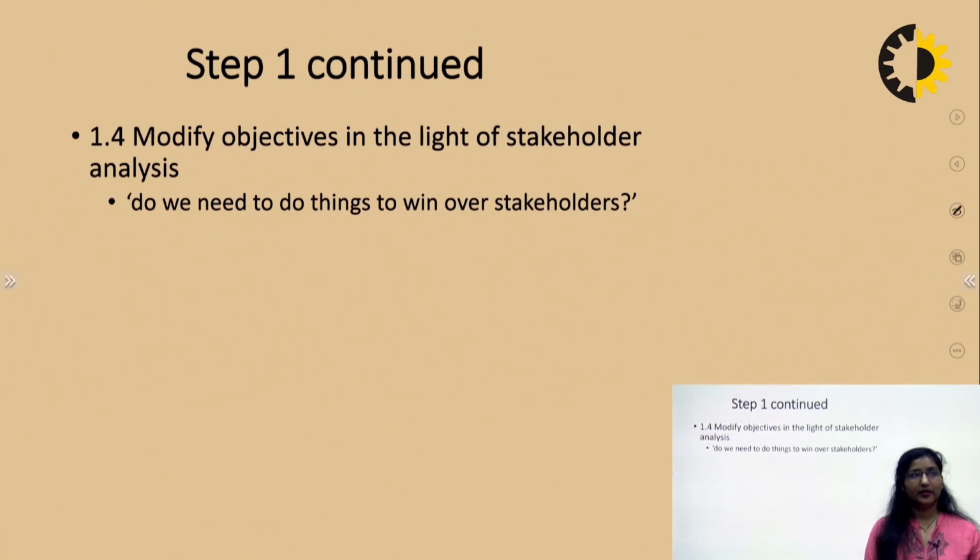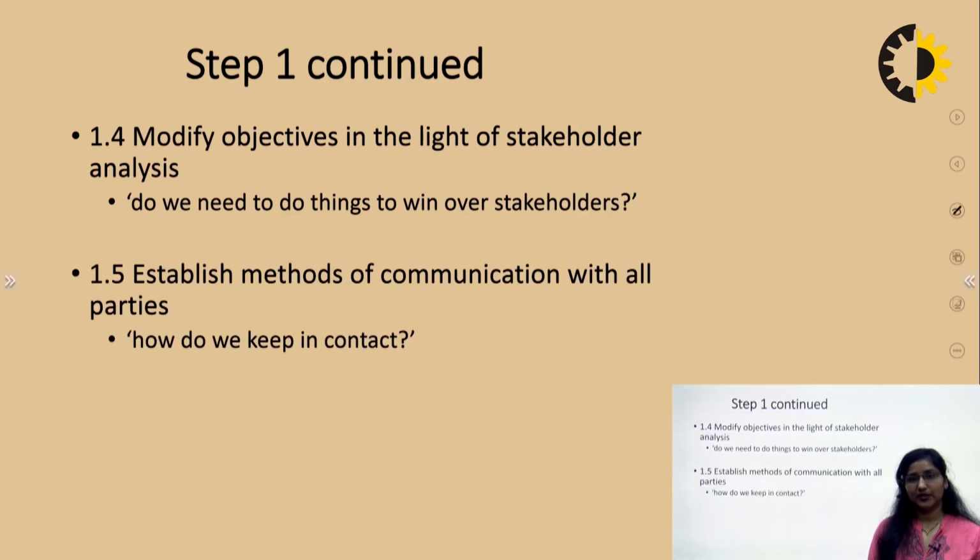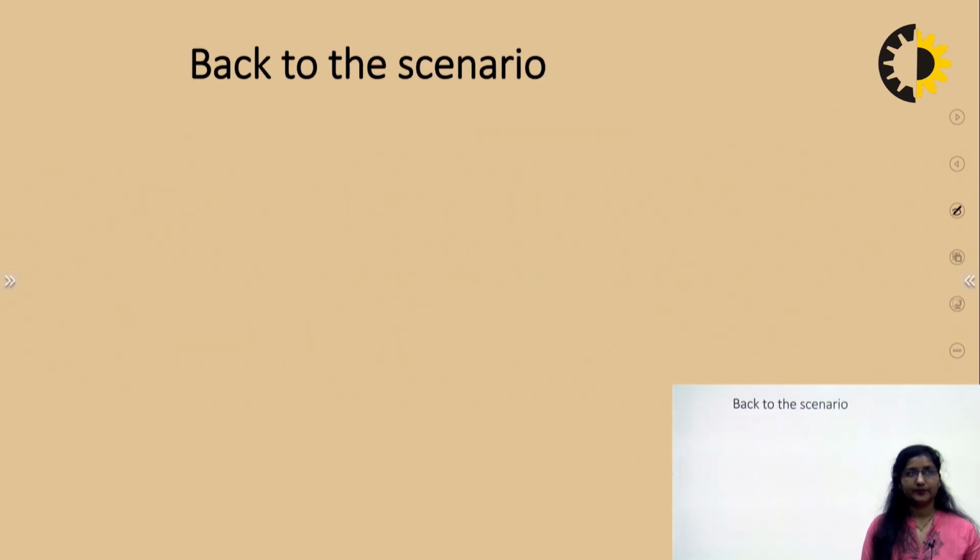After that, we will modify the objectives in the light of the stakeholder analysis. So, do we need to do things to win over the stakeholders? What are the things we need to do? What are the requirements that we need to change? We have to identify those. Next one, establish the methods of communication with all the parties involved. So how are we going to be in contact with them?